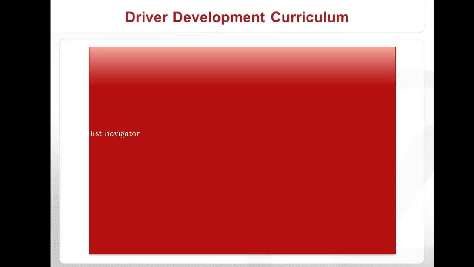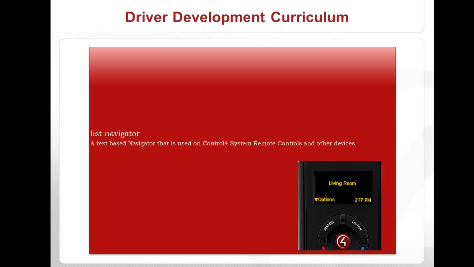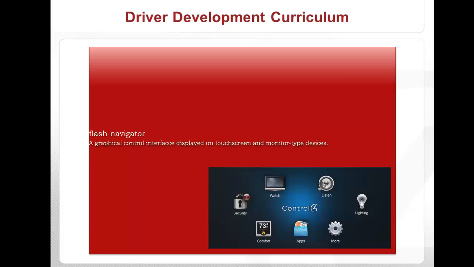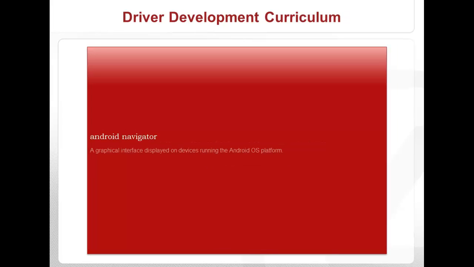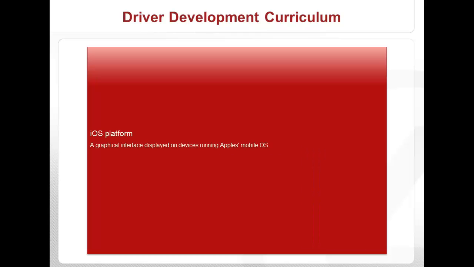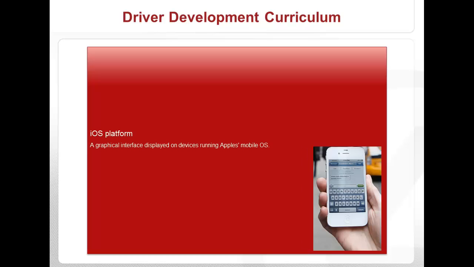These include List Navigator. This is a text-based navigator that you'll find on Control4 system remote controls. By the way, List Navigator can be localized through the use of our Language Development Kit, or LDK. Flash Navigator. This is the graphical control interface displayed on touchscreen and monitor-type devices. Android Navigator, which refers to the Navigator instance running on devices using the Android OS platform. And finally, iOS Navigator, which provides a UI on devices running Apple's mobile operating system.